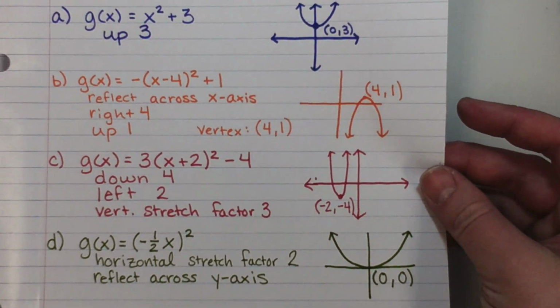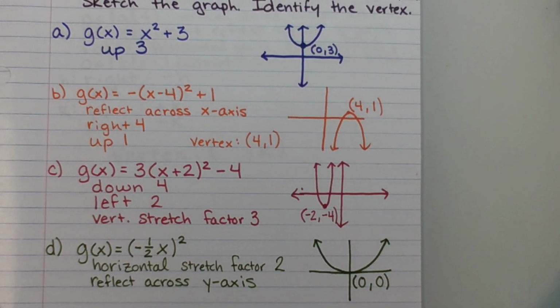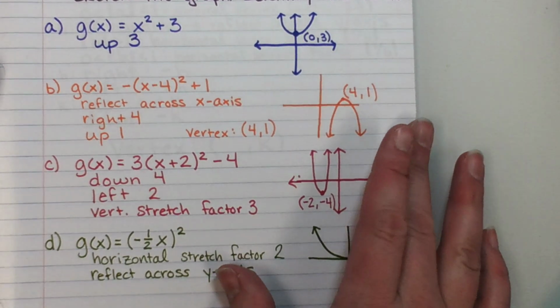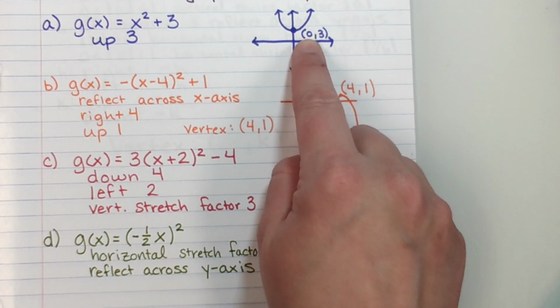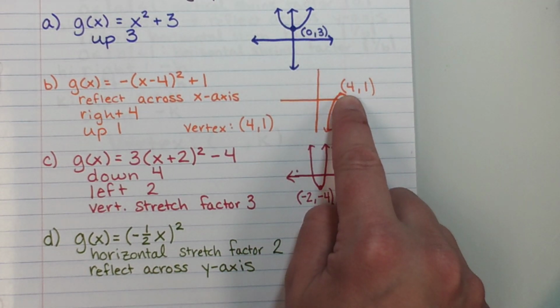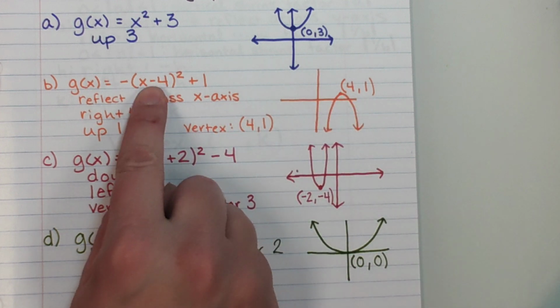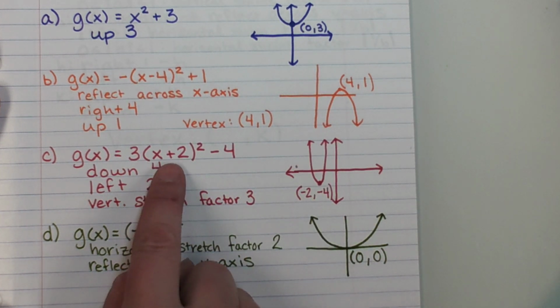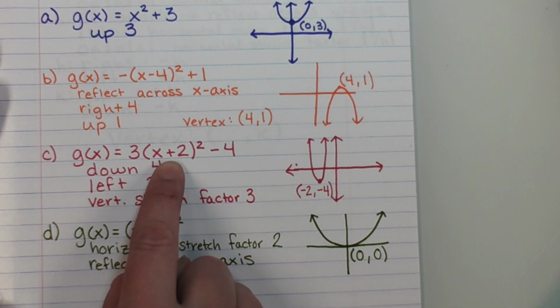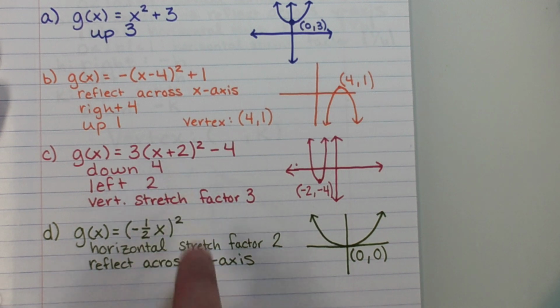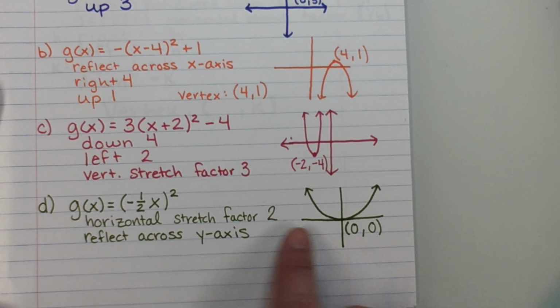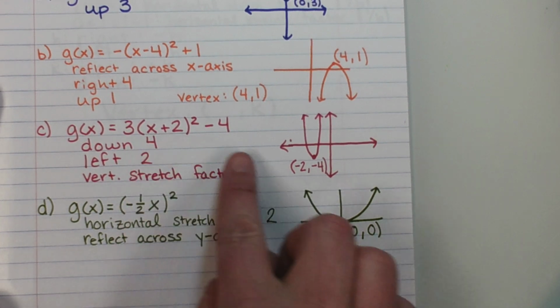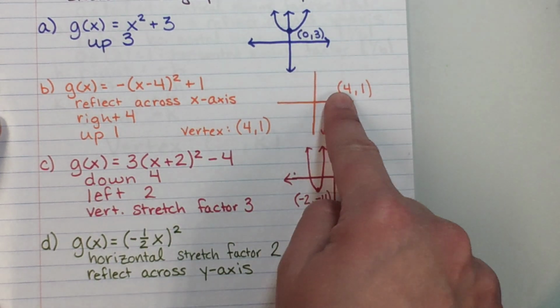Now, vertex is a coordinate point, so let's talk about the x value of the coordinate point. On the first equation, it stayed 0. On the second equation, it changed to a 4 because there was a -4 that moved it to the right. On the third one, it became a -2 because there was a +2 in the parentheses that moved it left 2. This one, it stayed at 0 because it didn't move left or right. +2, -2. -4, +4.